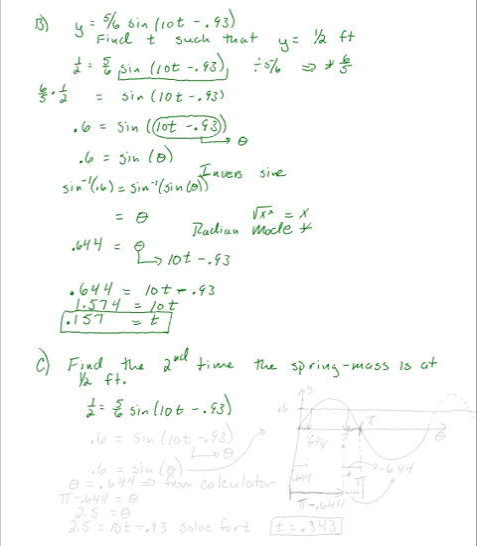You're still going to proceed in the same manner as we did before. So we'll get to this point, 0.6 equals the sine of 10t minus 0.93. We'll substitute this theta for the inside part here. So I get 0.6 equals the sine of theta. Now, there are several places where the sine of theta is equal to 0.6. The graph that I'm thinking about here, this is what I have in my head, I guess.